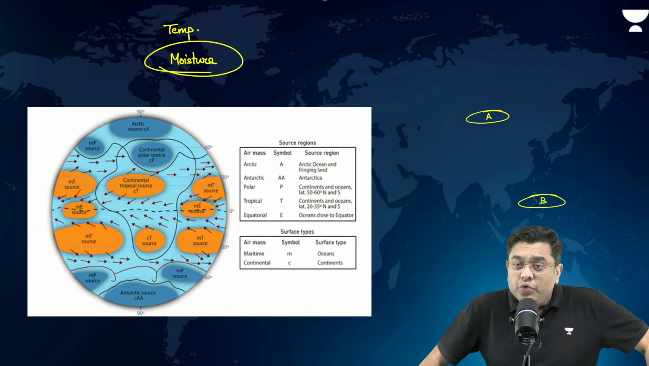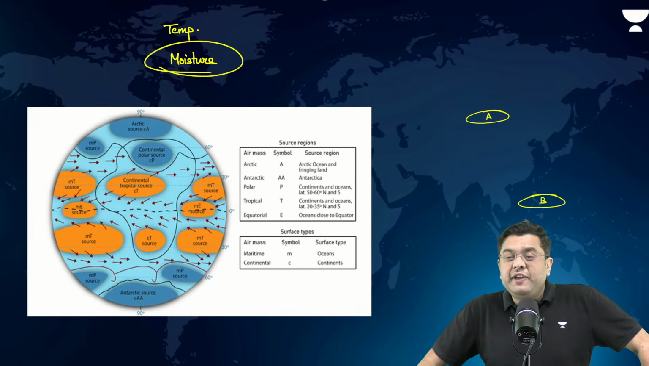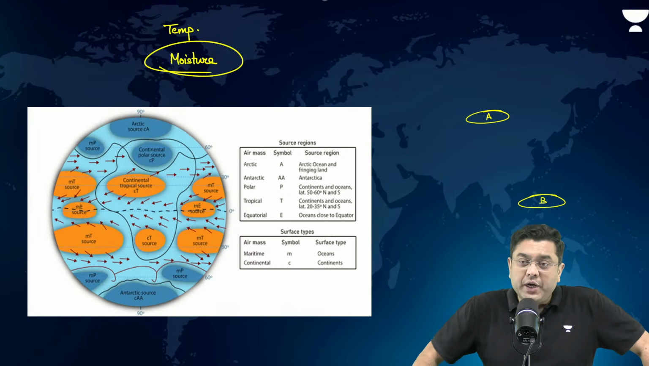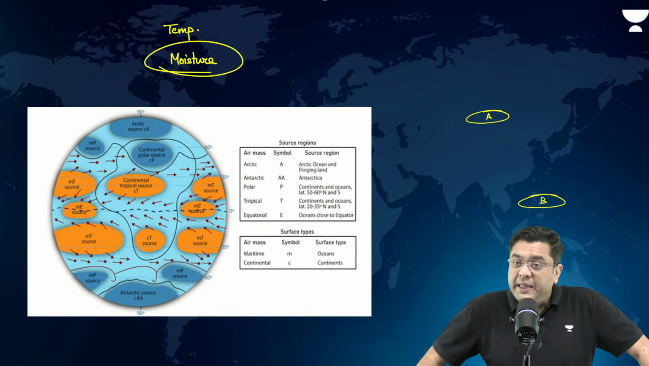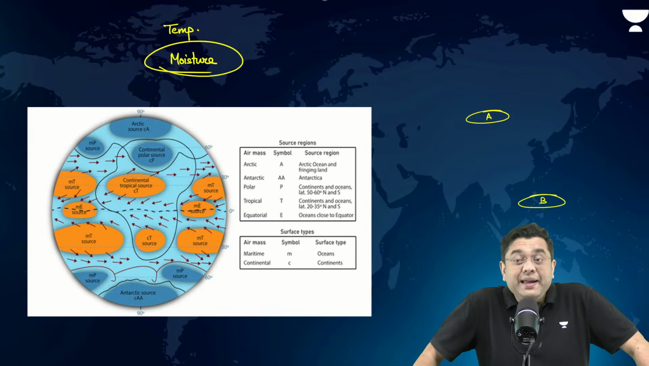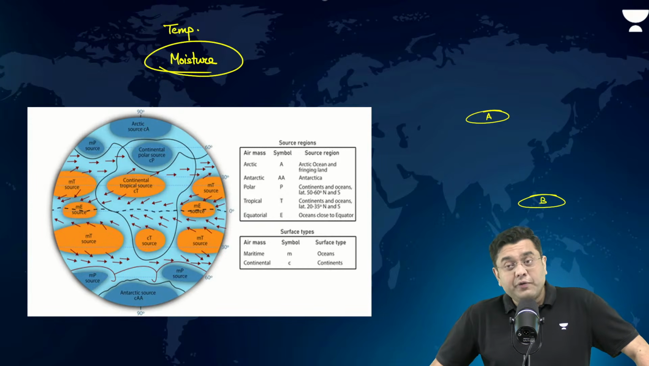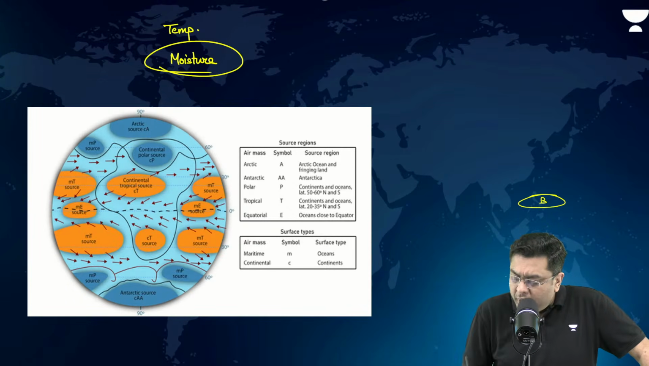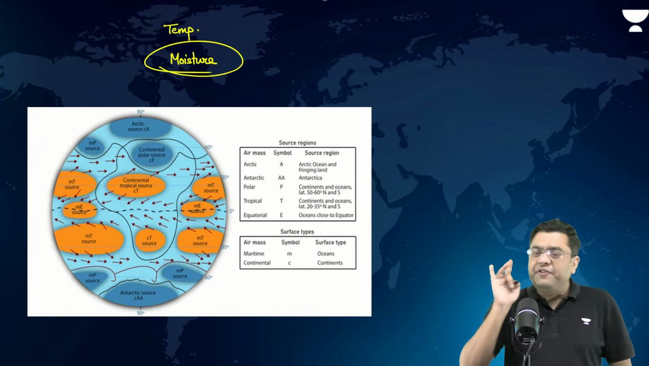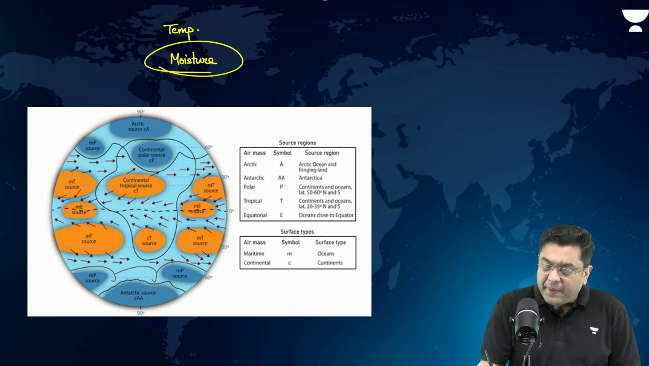If I ask you, out of A and B, which will have greater amount of moisture or higher humidity? Which will have higher amount of humidity, A or B? Always, it will be the case of B, isn't it? Why? Because B lies over the water body, A lies over the continental area, isn't it? So, based on the moisture presence, I can have simple classification of an air mass.